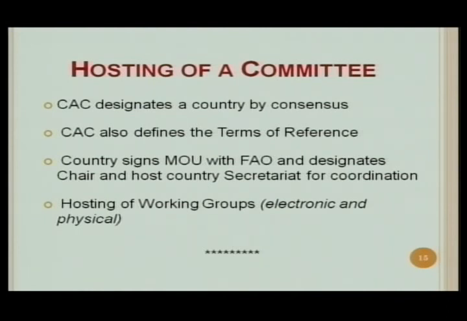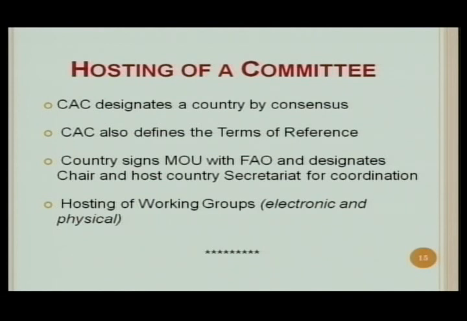agrees that a country would be a host country, they first agree that we need a committee. It has to be done by consensus. The CAC stands for Codex Alimentarius Commission. Then they designate a country. For example, India was designated for spices. Then they define the terms of reference of that committee. What is the work that they are going to do? The country signs the MOU with FAO.